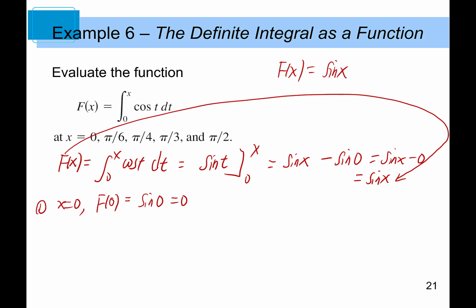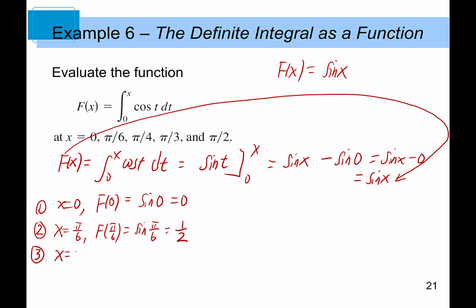So that means the area under the curve from 0 to 0 is equal to 0. Second one, when x equals pi over 6, f of pi over 6 equals sine pi over 6. Pi over 6 is 30 degrees, and sine 30 degrees is half. And that means our area under the curve from 0 to pi over 6 for the function sine of x is equal to half.